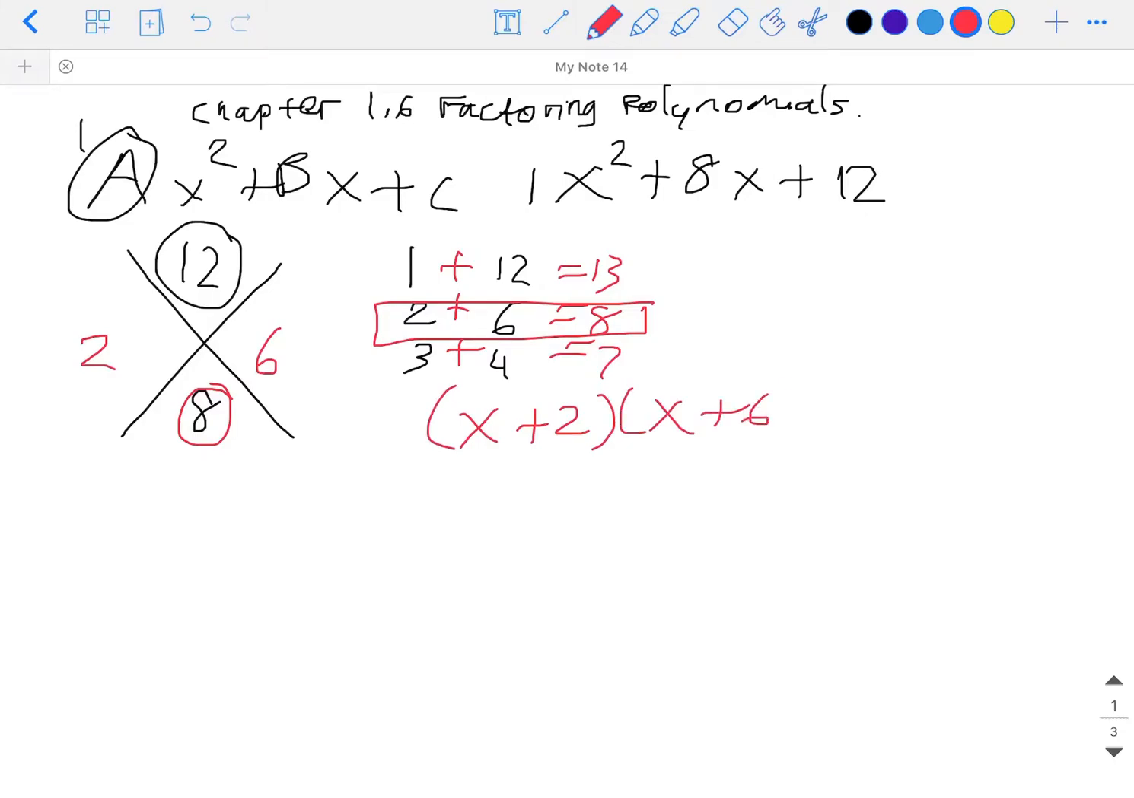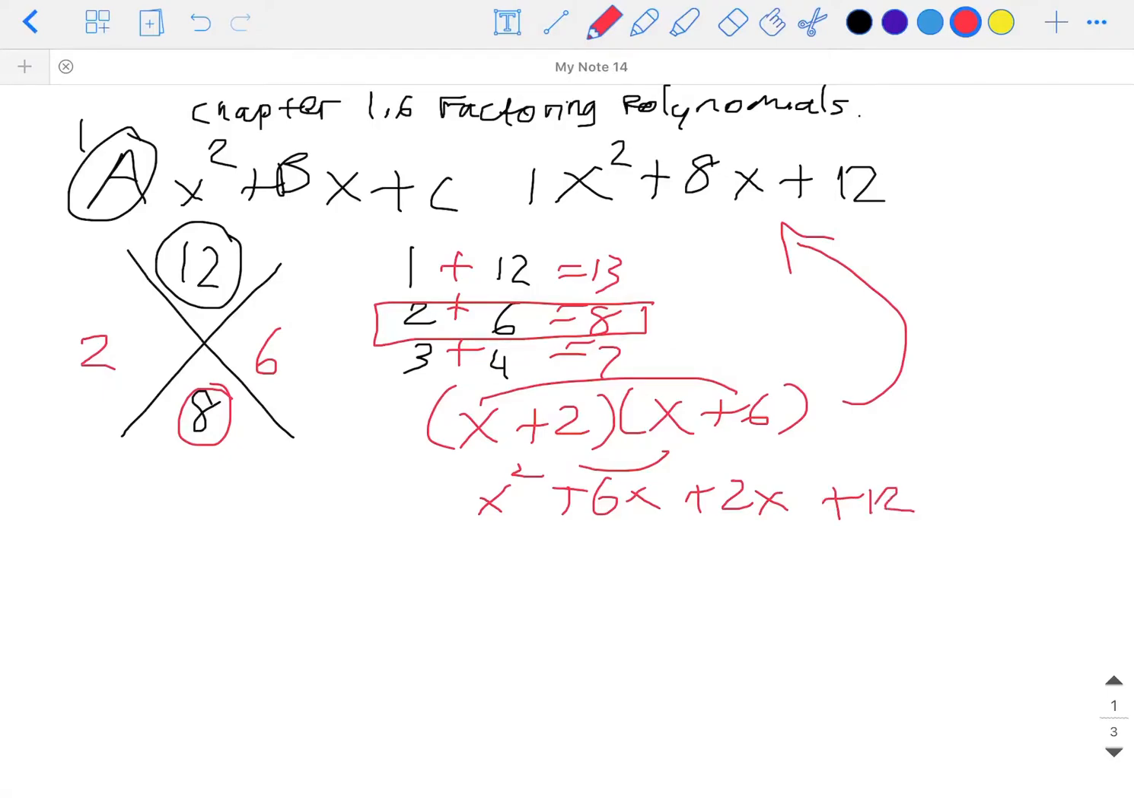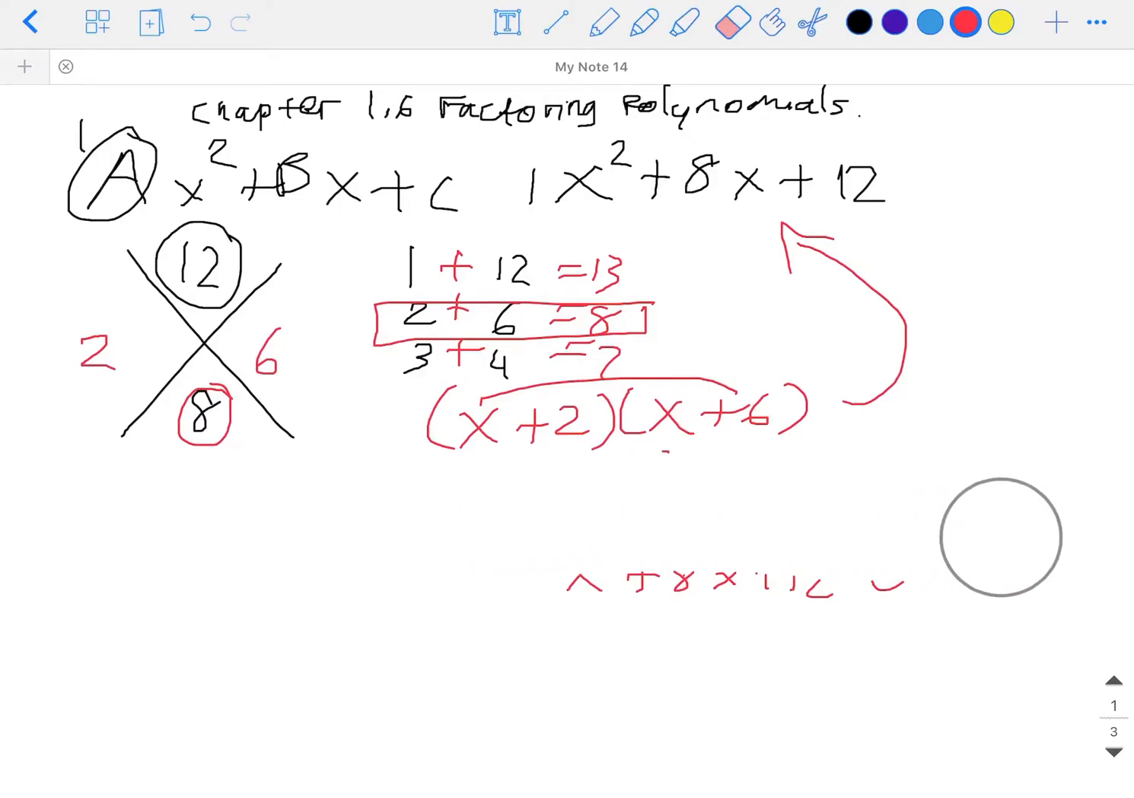You can FOIL this just to make sure that the polynomial matches the original question. X times x is x squared, x times 6 is plus 6x, and 2 times x is plus 2x. And the last one, 2 times 6 is 12. You can add like terms, 6x and 2x to give you 8x, and rewrite everything else. Does it check out? X squared plus 8x plus 12? Yes, it does. So your factored version of the polynomial, x plus 2 and x plus 6, is correct.